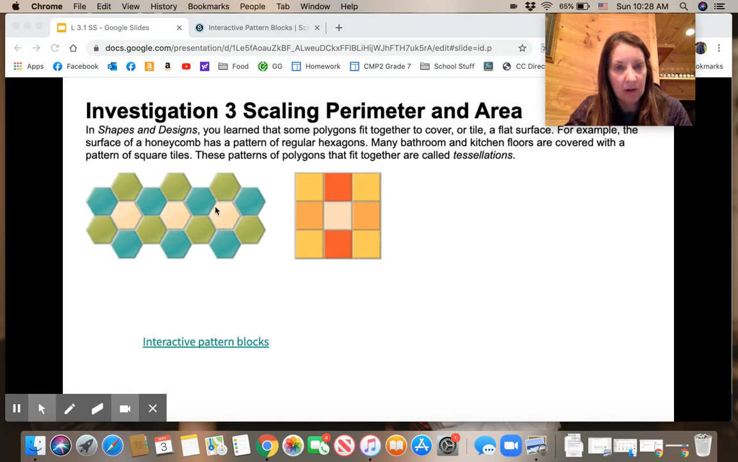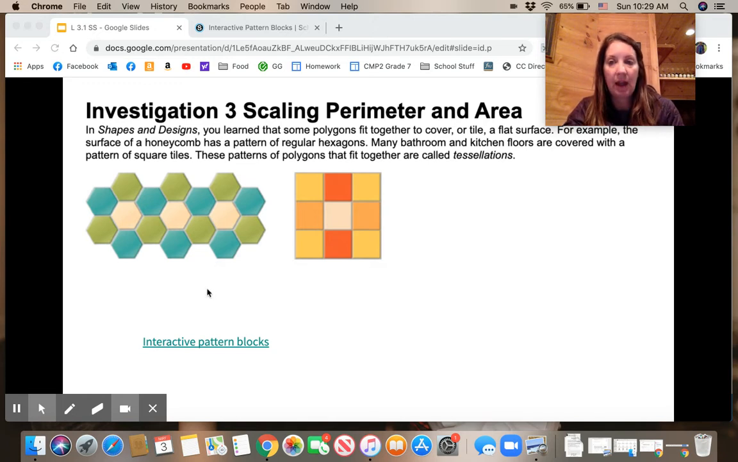The honeycomb works in the same way because each angle is 120. So 120 times 3 would be 360. Many bathroom and kitchen floors are covered with a pattern of square tiles. These patterns of polygons fit together are called tessellations. So for this activity today, you're going to be asked to make some tilings and some tessellations.